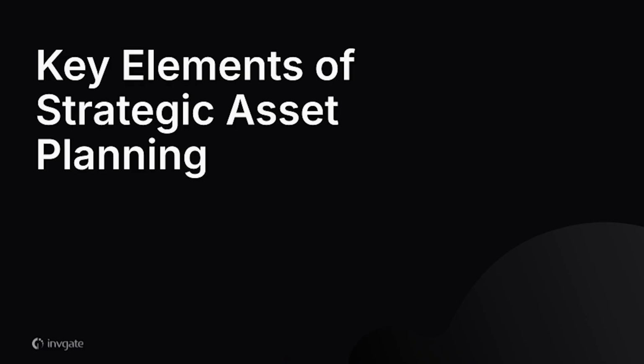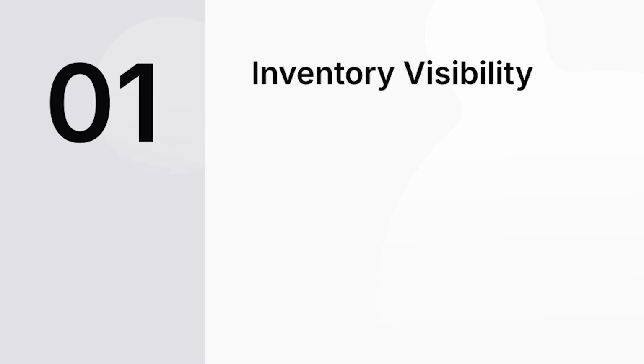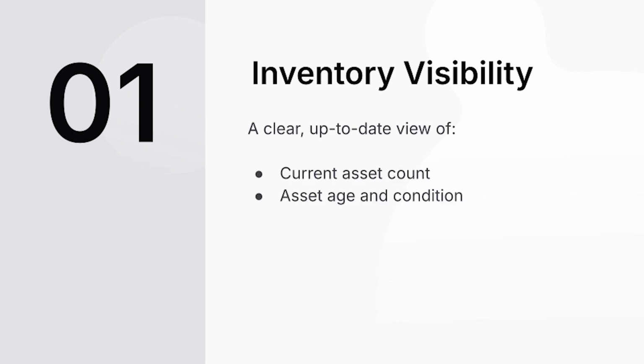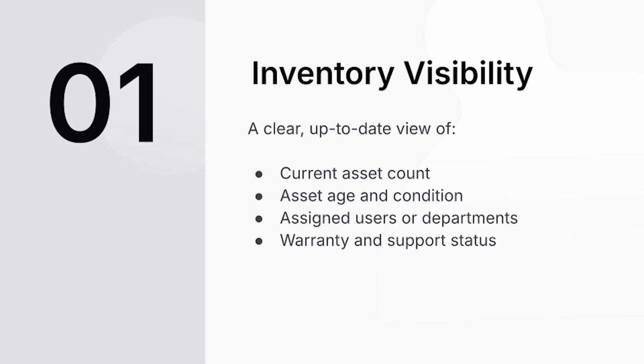The key elements of strategic asset planning are inventory visibility. You can't plan what you don't know exists. This means having a clear, up-to-date view of your current asset count, age and condition of the assets, the assigned users or departments, and the warranty and support status.